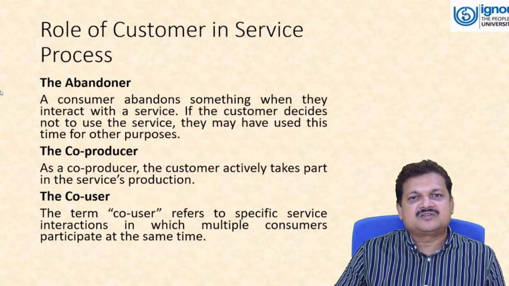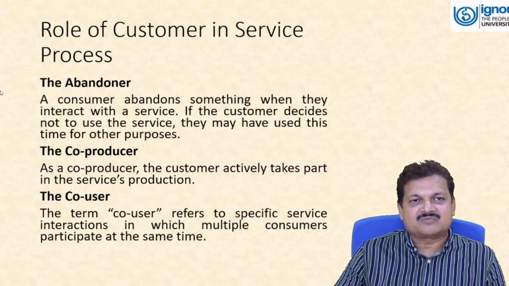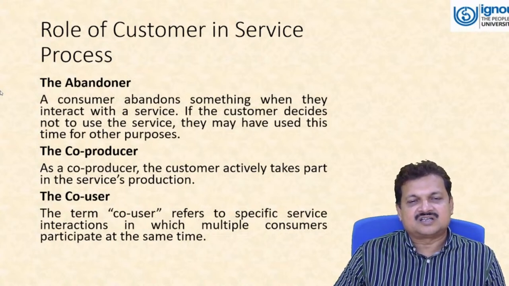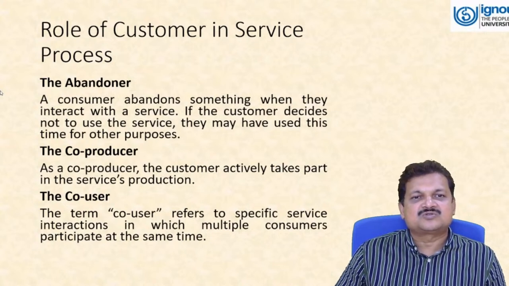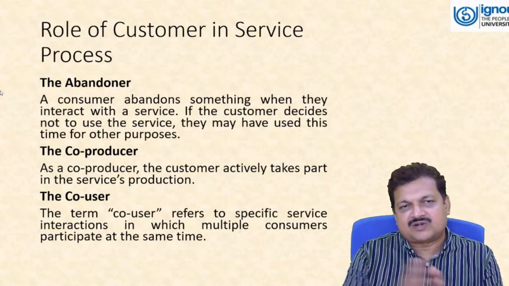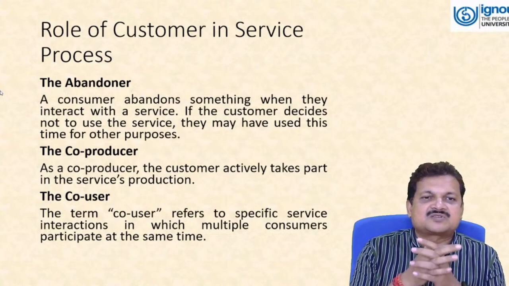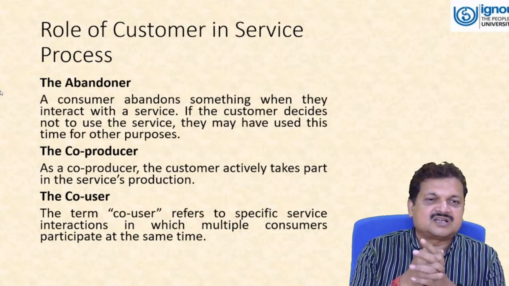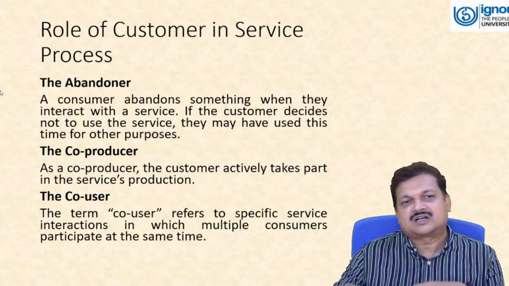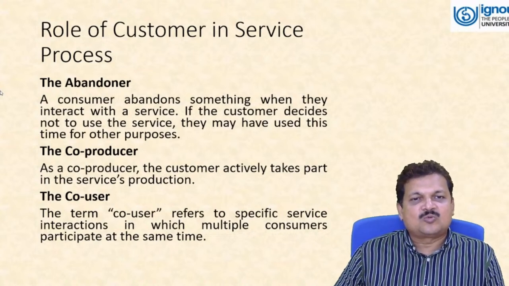Abandoner: a consumer abandons something when they interact with the service. So some of the services may not be liked by the customer, so he may not use this kind of service, or he dislikes that particular business. If the customer decides not to use the service, they have the time for other purposes. Mostly you will find that in gaming zone cases, certain games people do not want to play also. They are afraid of that particular place. So that's why. The co-producer: as a co-producer, the customer actively takes part in the service's production.